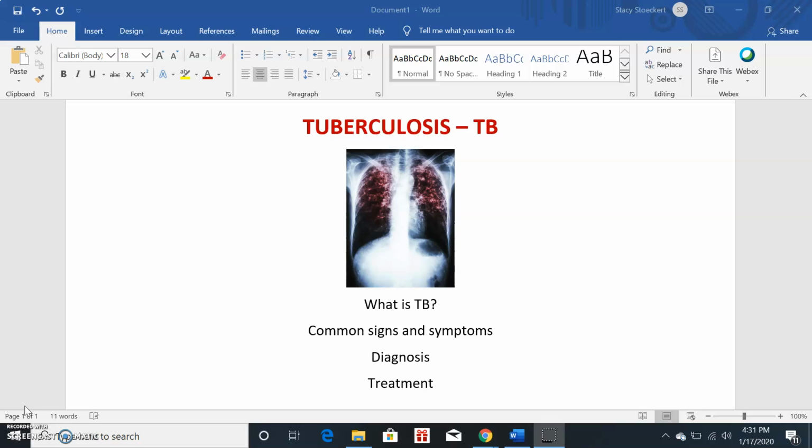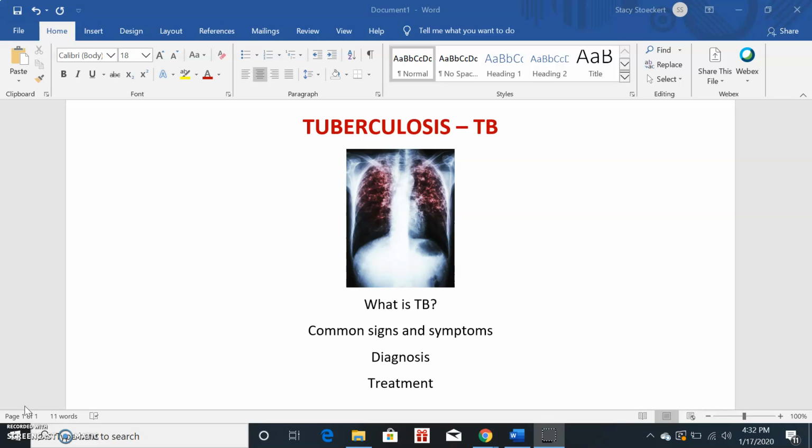TB can be diagnosed with doing a PPD. A PPD is a skin test. The provider will place a small amount of PPD under the top layer of the skin. This will cause a small bump to develop on your forearm. This bump will go away normally after a few hours.